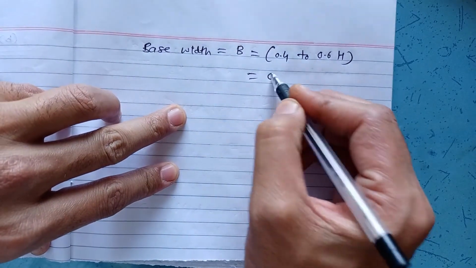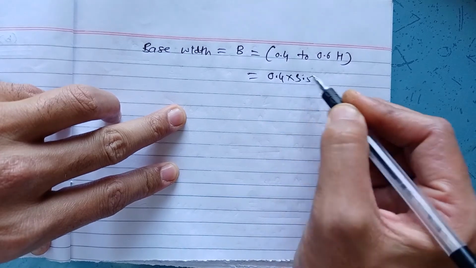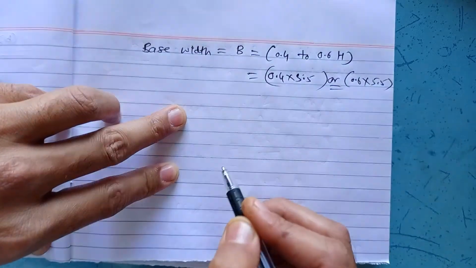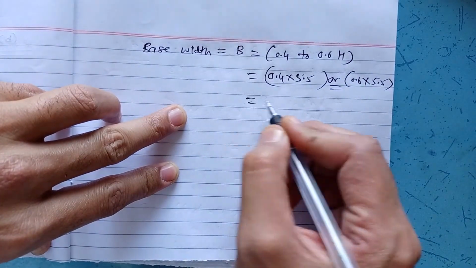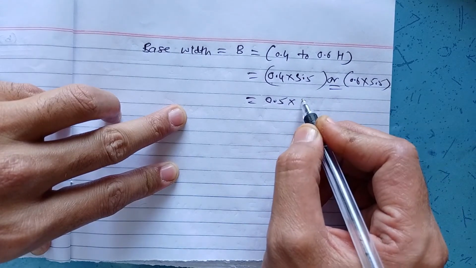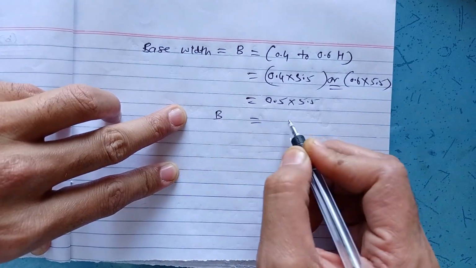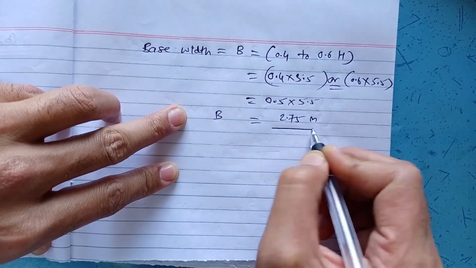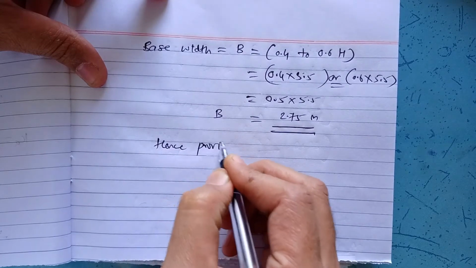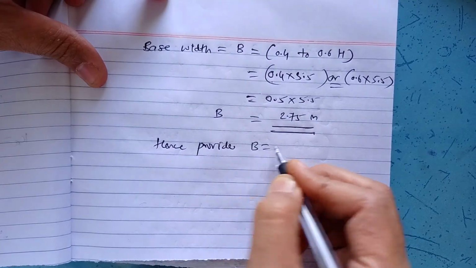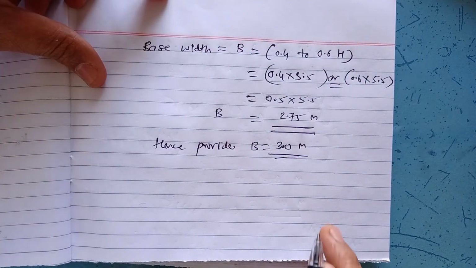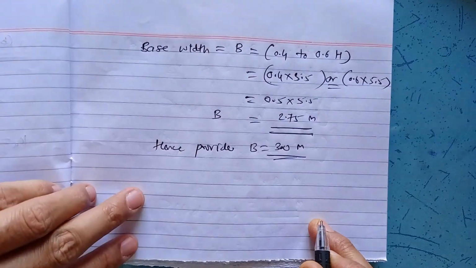Therefore 0.4 into 5.5 or say 0.6 into 5.5. Now we will assume 0.5, an intermediate value of 0.4 and 0.6. 0.5 into 5.5 will give the total base width as 2.75 meters. Hence provide B, that is the width of the base slab, as 3 meters.